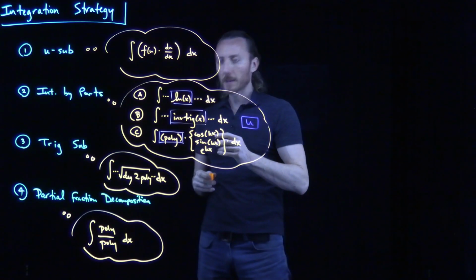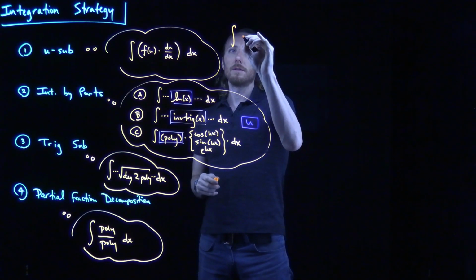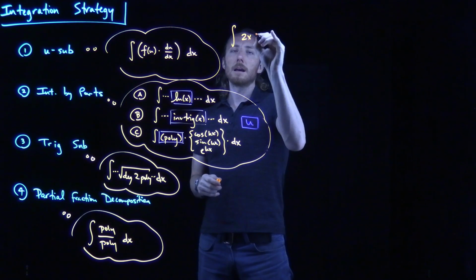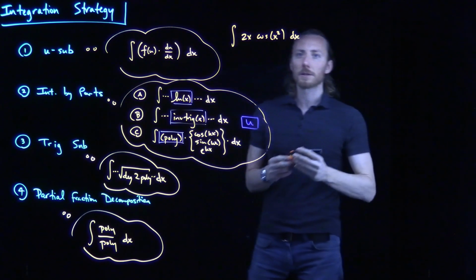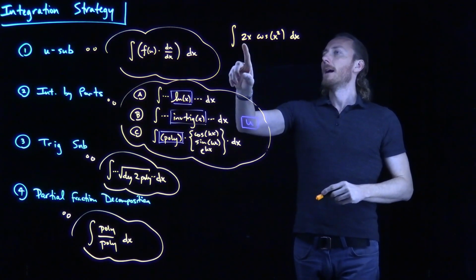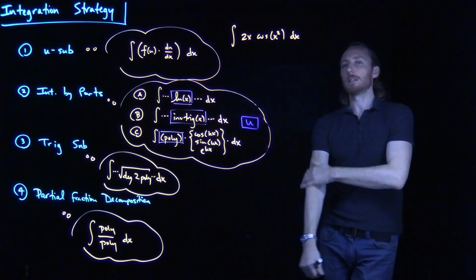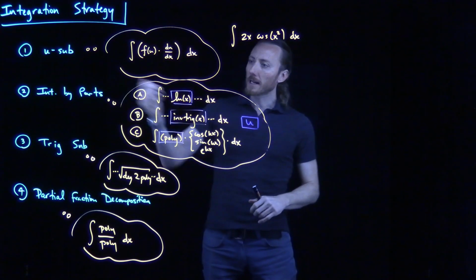To see a specific manifestation of this, maybe we could do the integral of 2x cosine x squared. So here's an example where U sub would come into play. The x squared is our inside function, and the 2x is the du over dx that's showing up as a factor. We also had integration by parts.